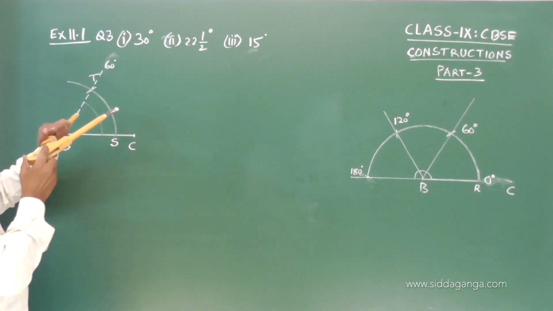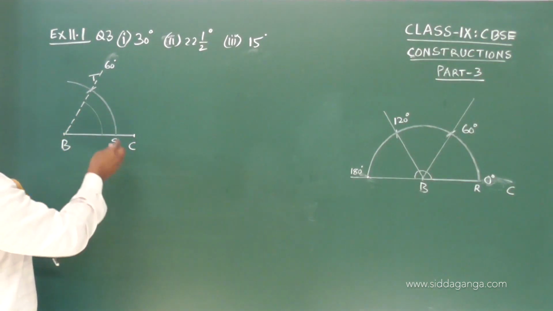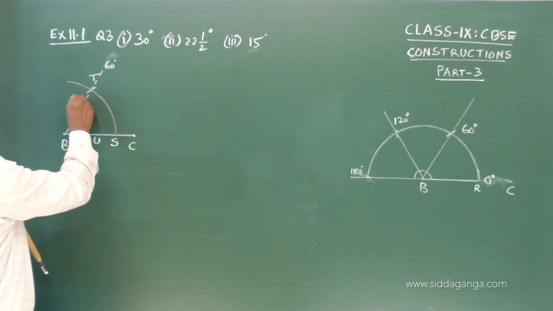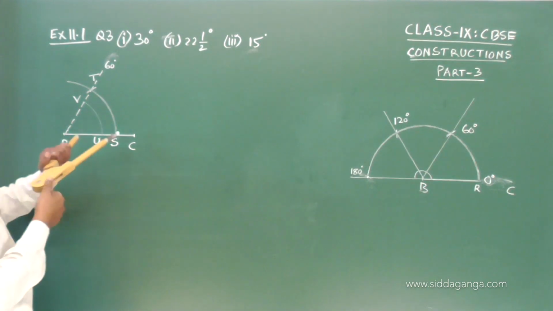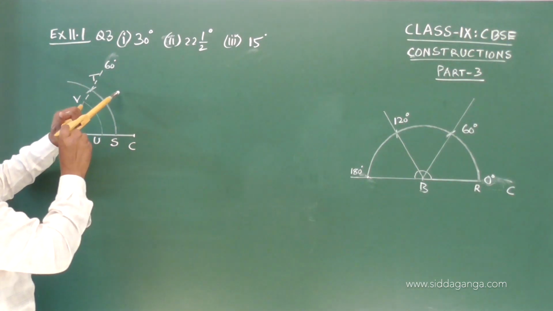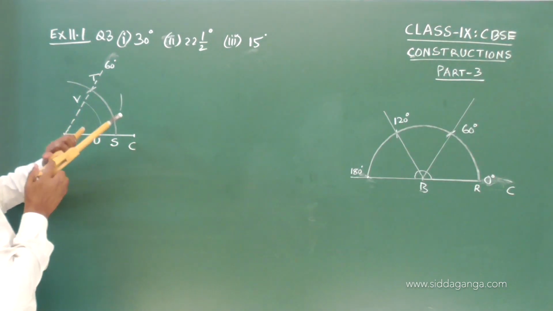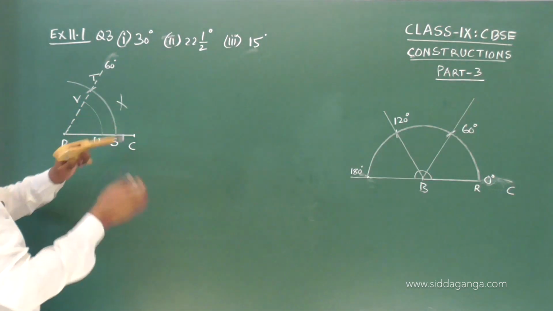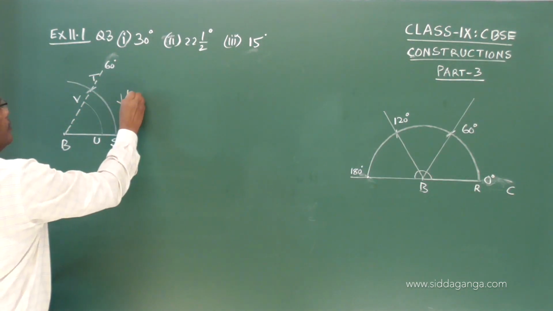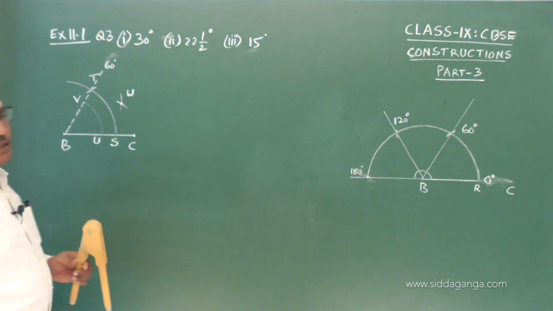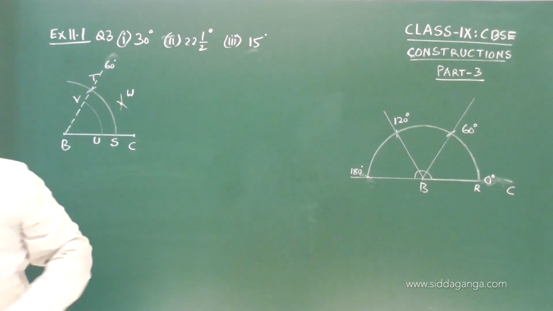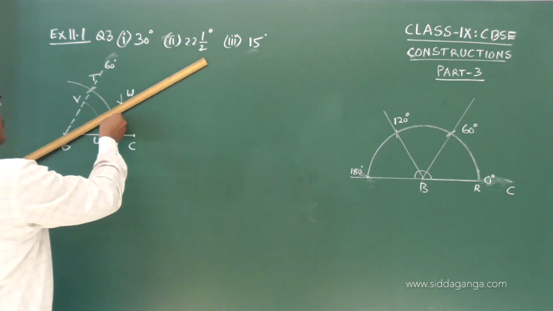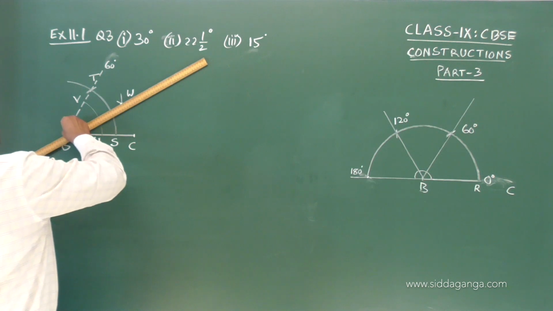So from these 2 points, you can call them U, V, just for indication. From these 2 points with the same radius, you construct an arc and you cut an arc. So this becomes W. So this is the point. So now if you join this, it becomes the required 30 degree line. Now I will join this with a thick line.